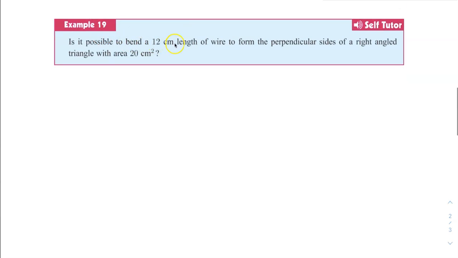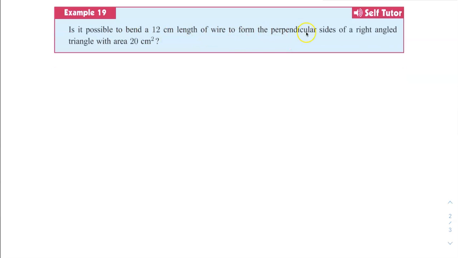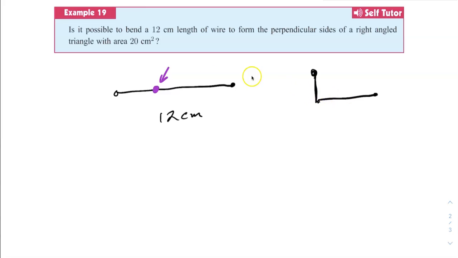Is it possible to bend a 12 centimeter length of wire to form the perpendicular sides of a right angle triangle with an area of 20? Okay, so this one's a little weird. We have this wire that is 12 centimeters. I want to bend it at some point to make a right angle with the area of 20. So let's say I bend it right here. That means I'm going to get something that looks like this, and something that looks like that. Alright, so it's bent right there.